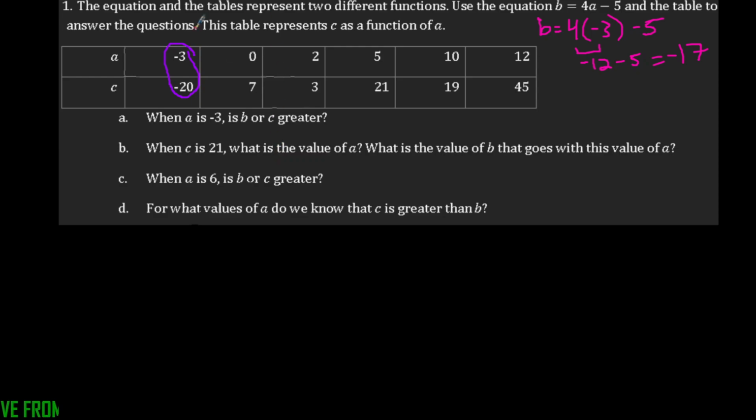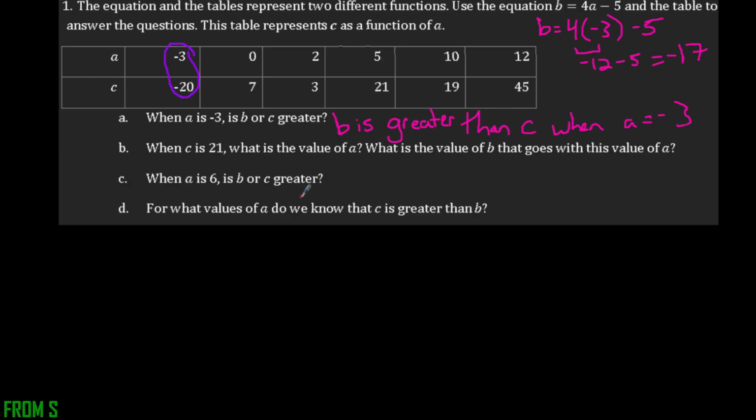So which one is greater? Well, even though they're both negative numbers, we're going to say that b is greater than c when a equals -3. And we get that from comparing -17 and -20.